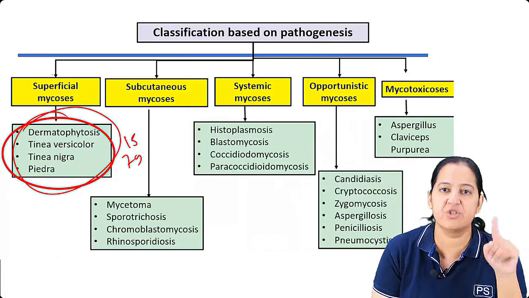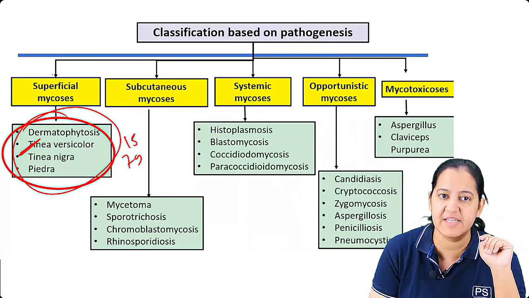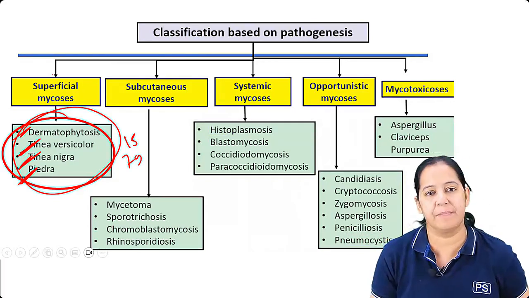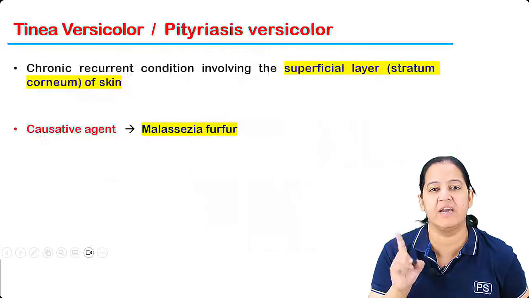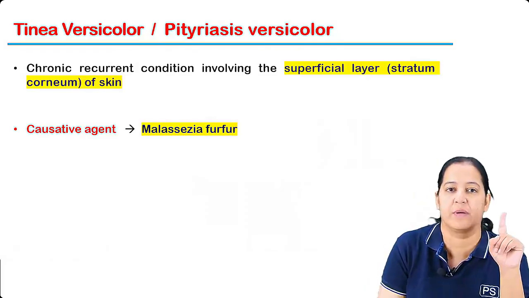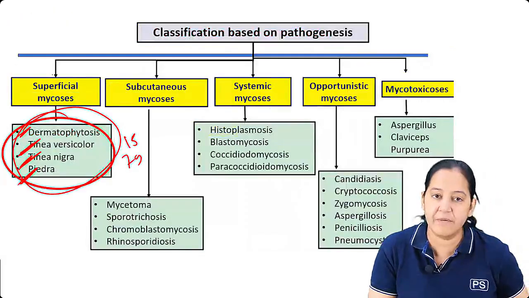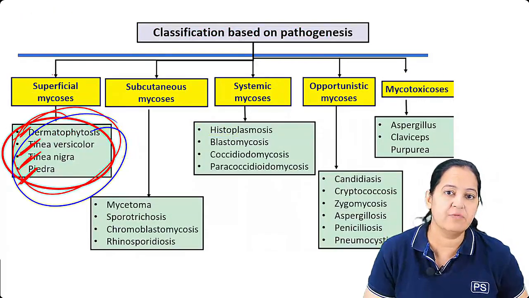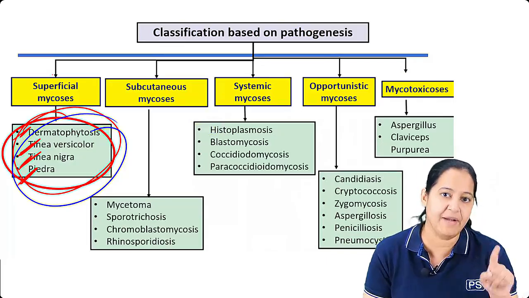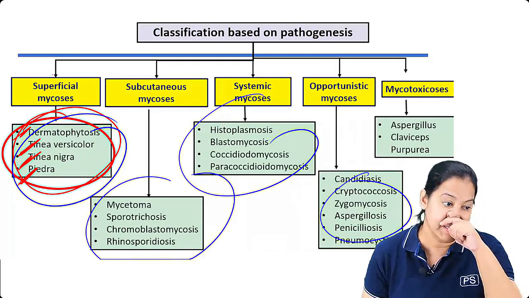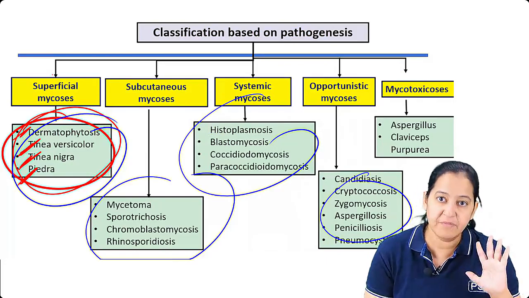I will first teach you superficial. I will first teach you tinea versicolor, then tinea nigra, then pedra, then dermatophytosis. One by one we will complete. So let's start with the first one, tinea versicolor. Listen to me. These 4 are the names of the diseases, not fungus. These 4 are the diseases caused by the fungus. Mind my words. These all are the names of the diseases. These are not fungus.